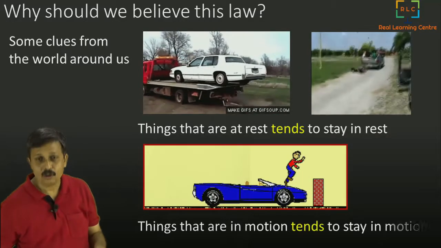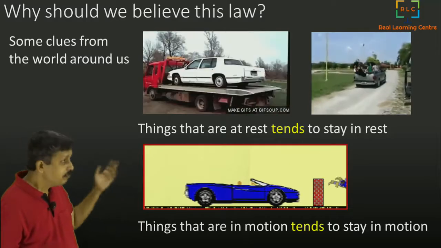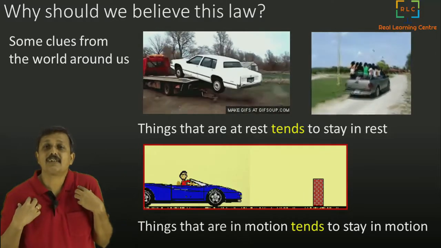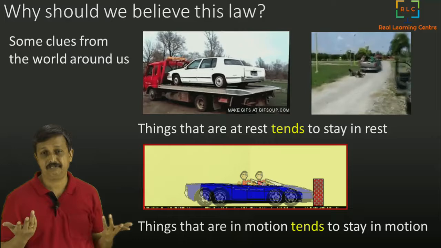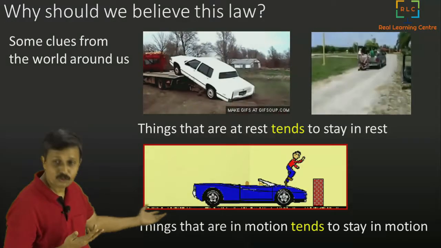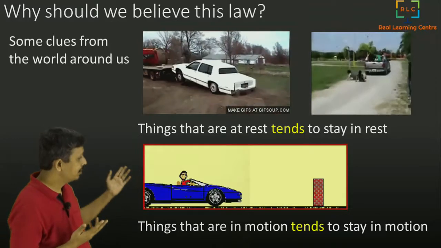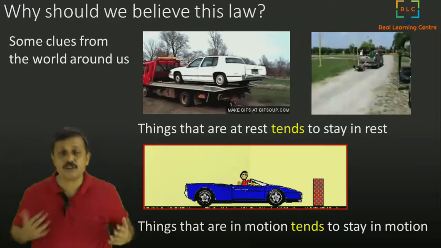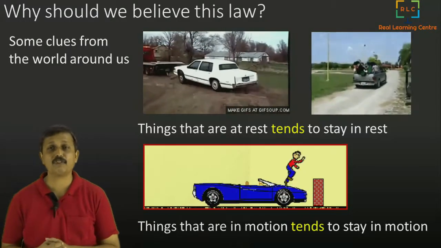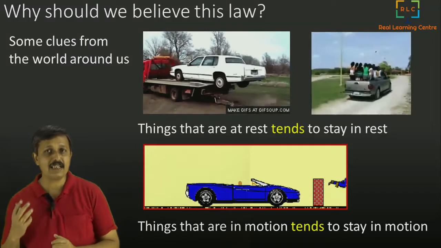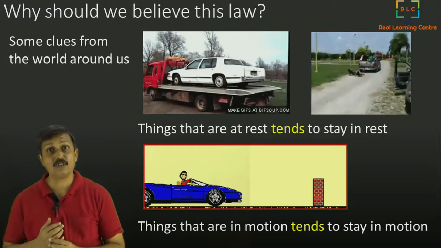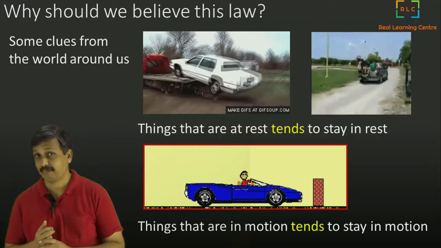We wear seat belts simply because Newton's first law is correct. Things that are in motion tend to stay in motion. So they will keep on going in motion unless you stop them somehow through some other external force. So these are some of the hints that we get that Newton's first law may be right.